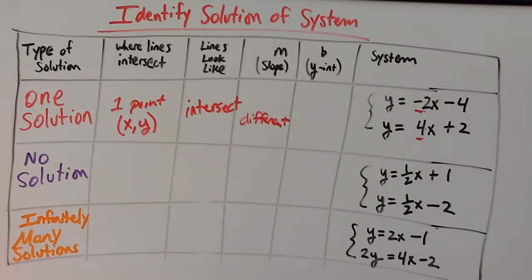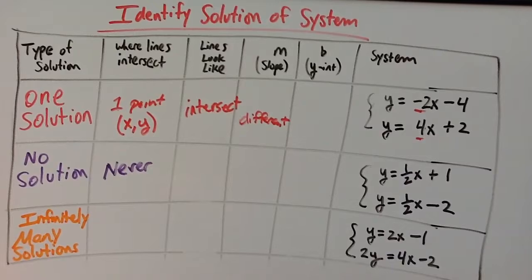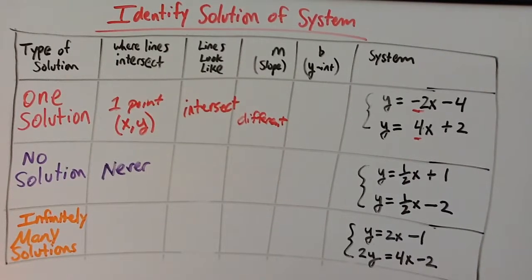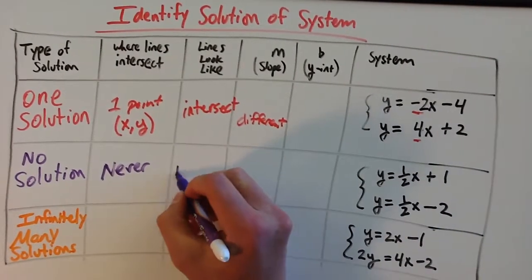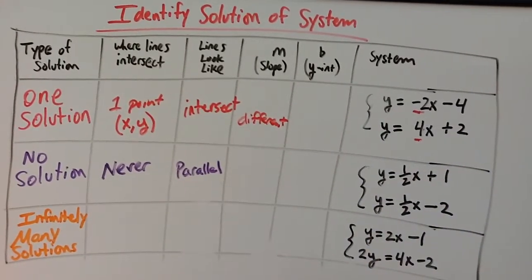We can also have no solutions to a system of equations. And so where will these lines intersect? Well, if there's no solution, they will never intersect. And because the lines never intersect, therefore there is no solution. So these lines will look like parallel lines, like train tracks. They will never ever cross.